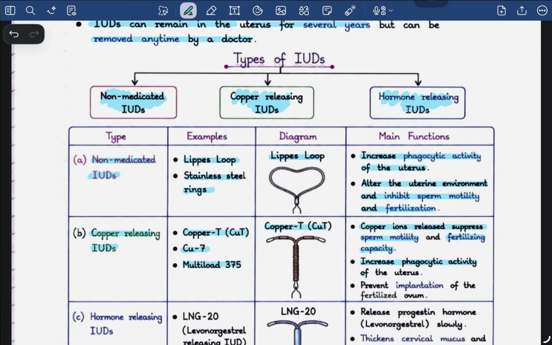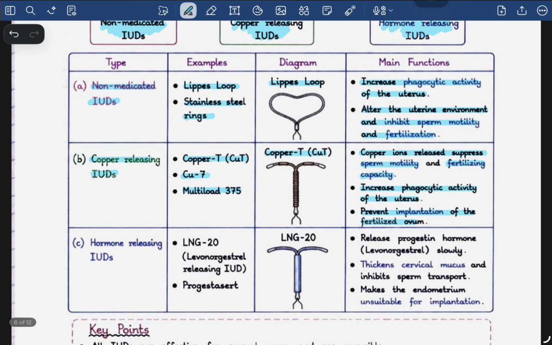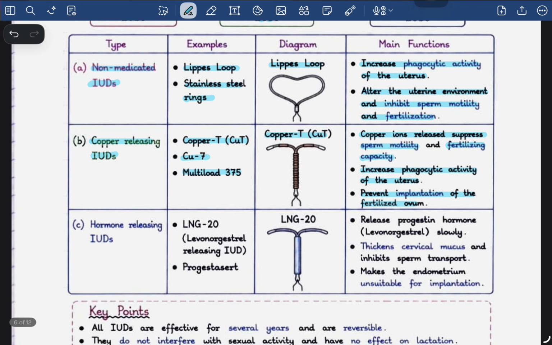It increases the phagocytic activity of the uterus and prevents implantation of the fertilized ovum. So even if the ovum gets fertilized, it doesn't allow the implantation process to the walls of the uterus, and that is how it resists the process of conceiving a new baby.